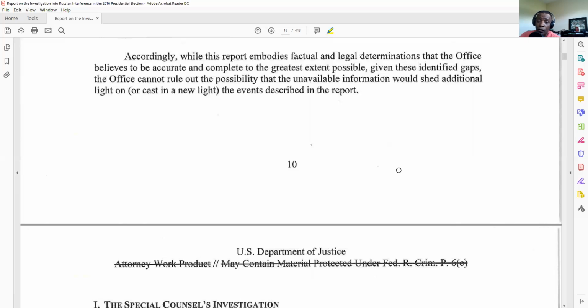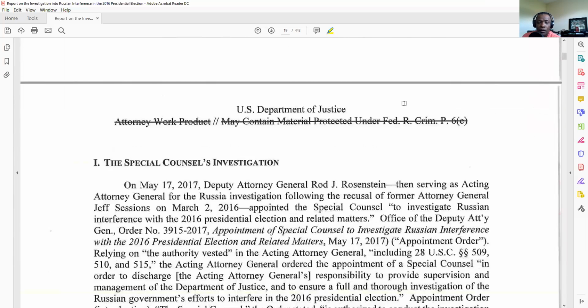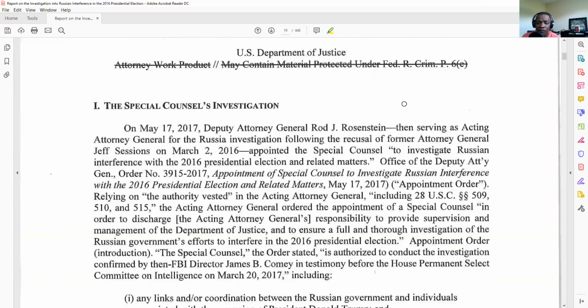So in other words, there might be information out there that nobody has. Again, this is a commentary. There might be information out there that they did not have available to them, and consequently, they don't know for a fact if that information could shed new light on the events, okay? So that's very important. There might be stuff out there that we don't know about. Okay, end of commentary. New section, the special counsel's investigation.